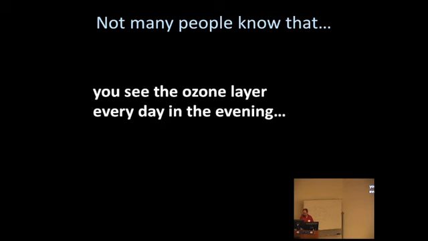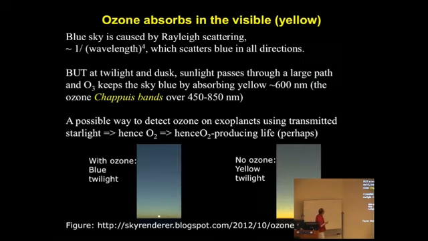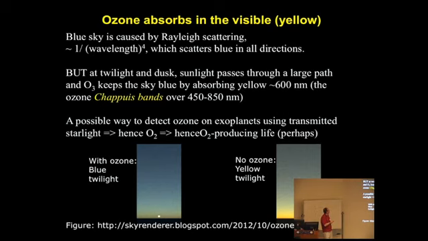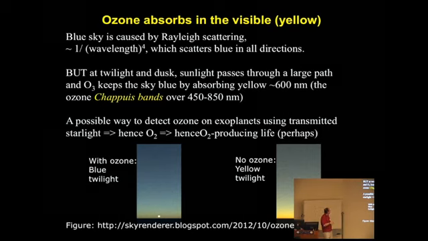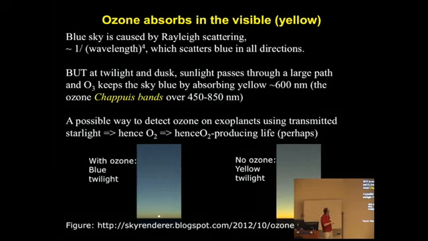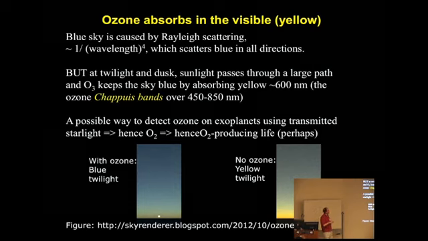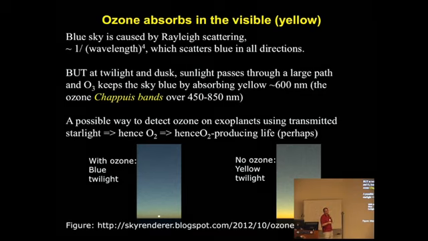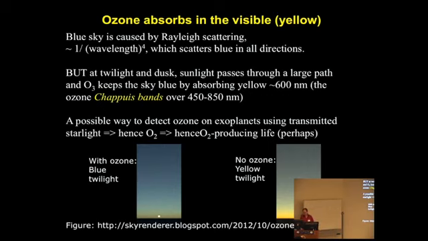You see the ozone layer frequently in the evening. And here's the way you see it. Because it doesn't just absorb ultraviolet, it absorbs in the visible, particularly in the yellow-orange, with a peak at about 600 nanometers. These are the Chappuis bands. And so here's a simulation with ozone and no ozone. So when you're going through very large path lengths, the ozone is taking out the yellow. And so if you did this using transmitted starlight for an exoplanet, you could hence deduce ozone, hence deduce oxygen, and then speculate about oxygen-producing life to get your paper in Nature, which may be rejected.